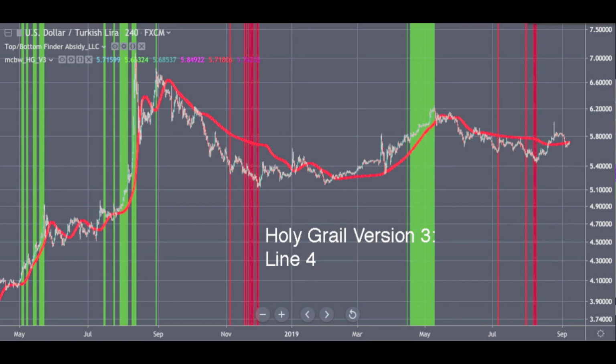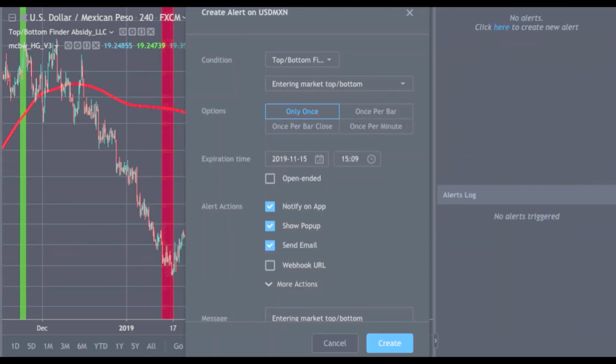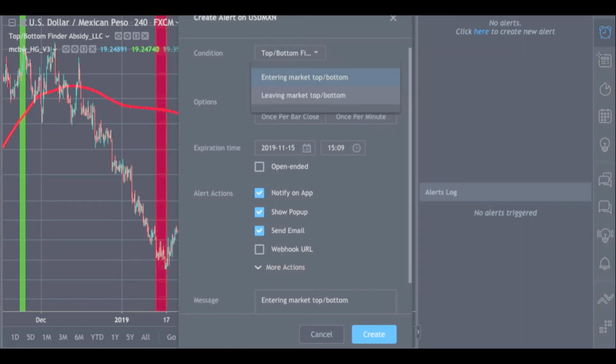To do this, go to your alerts menu, click on the option to create a new alert, then for your condition, click Market Top and Bottom Finder. In the next window, you can then select whether you want to alert when you're entering a market top or bottom or leaving a market top or bottom.